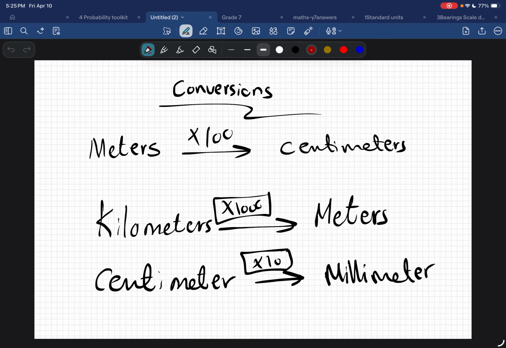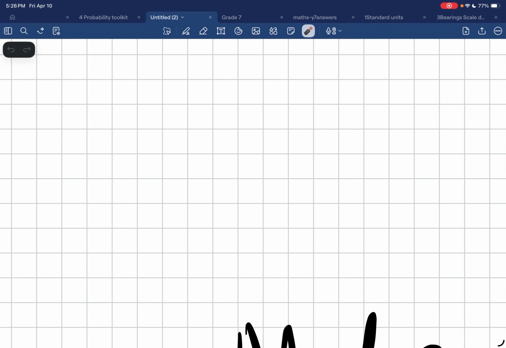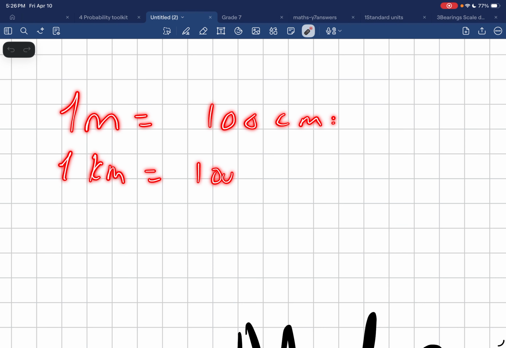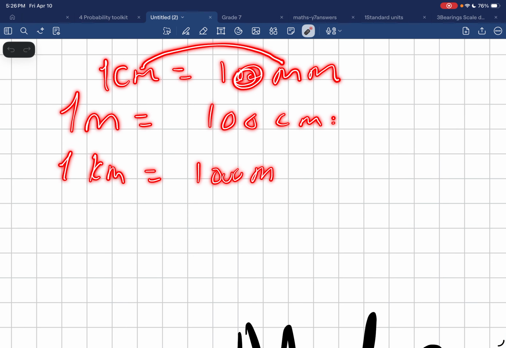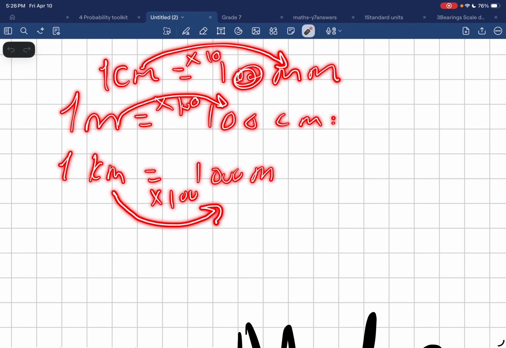It's a really important topic, as we know for a fact that 1 meter is equal to 100 centimeters, and that 1 kilometer is equal to 1,000 meters, right? And we know for a fact that 1 centimeter is equal to 10 millimeters. So if I want to go from centimeters to millimeters, I'm going to multiply by 10. If I want to go from meters to centimeters, I'm going to multiply by 100. If I want to go from kilometers to meters, I'm going to multiply by 1,000. And the other way around is going to be by division.